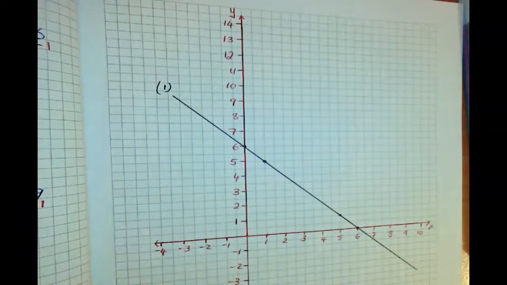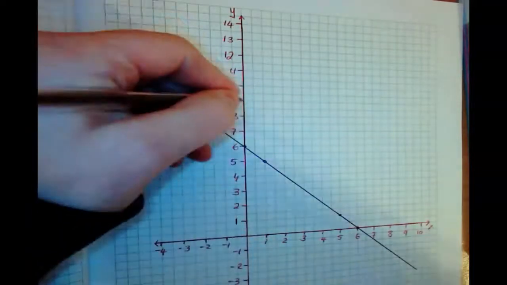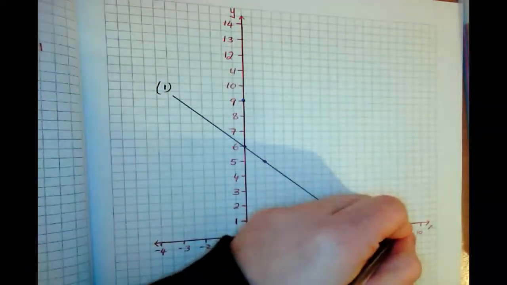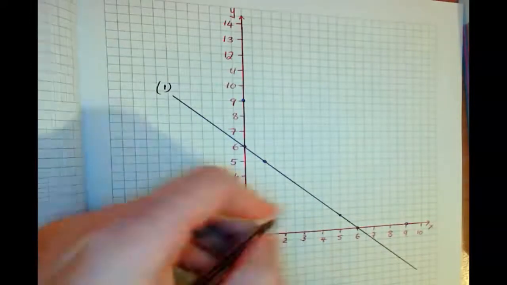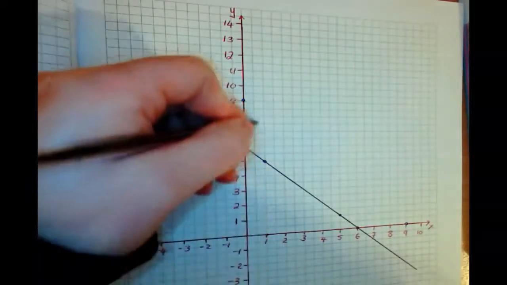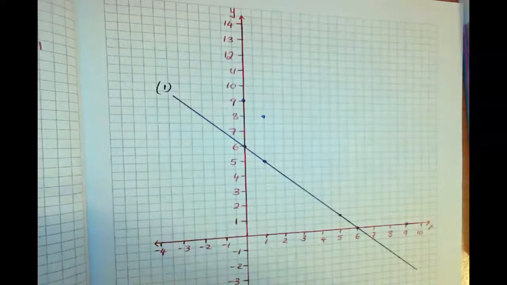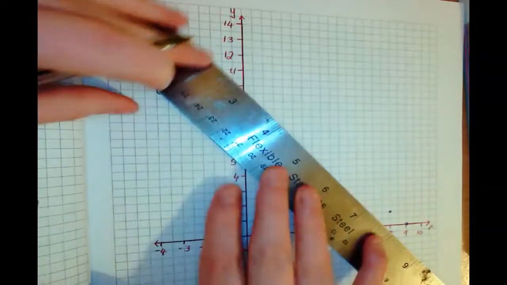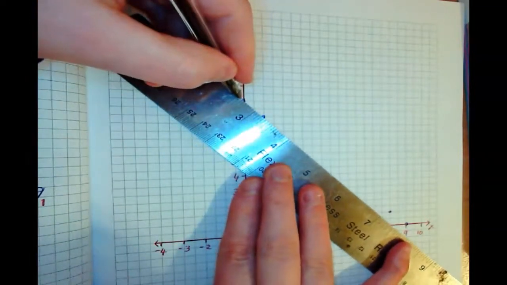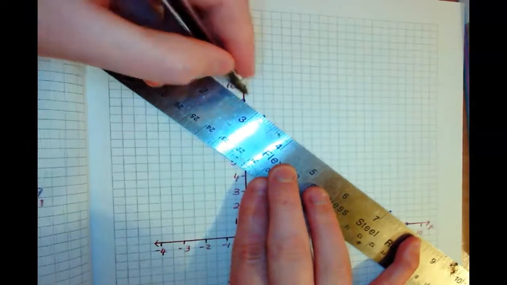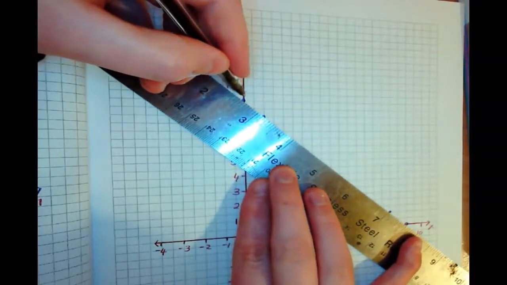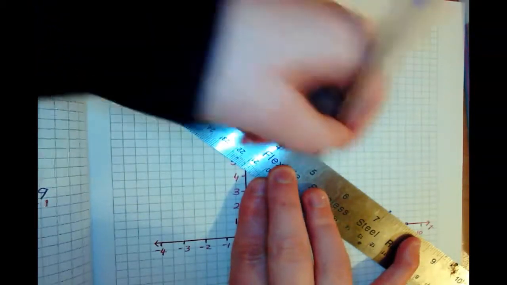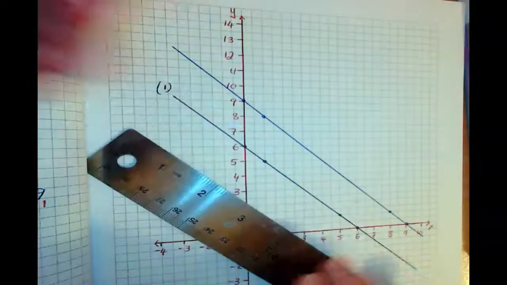So 0, 9. So 0 on the x all the way up to 9 on the y. 9, 0. So we go all the way across to 9 and it's 0. 1, 8. So we go to 1 and all the way up to 8. And 8, 1. So we go all the way across to 8 and up 1. And again we use our ruler to draw a line through all of those points there. And that's part II.